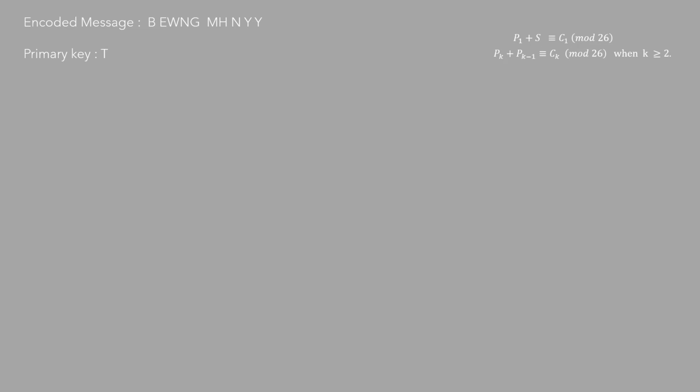So we know that this formula is used. P1 plus S is congruent to C1 mod 26. Pk plus Pk minus 1 is congruent to Ck mod 26, because I have only one key here, a one-letter keyword. So if I want to find the value for P1, P1 will be C1 minus S, and my Pk will be Ck minus Pk minus 1. So I have to use this new system of congruence equations to solve for P1 through Pk.